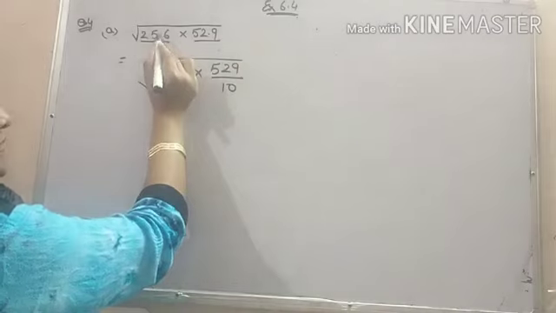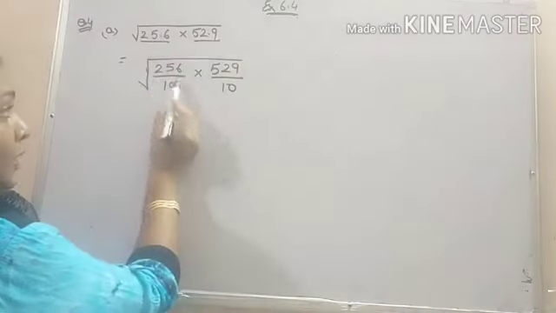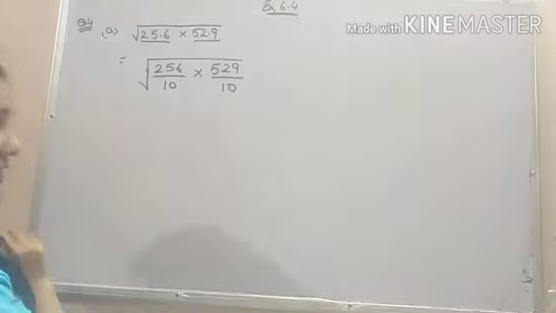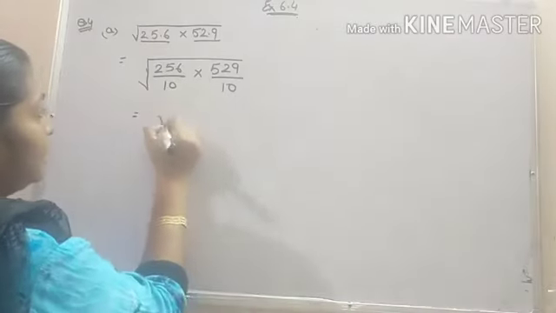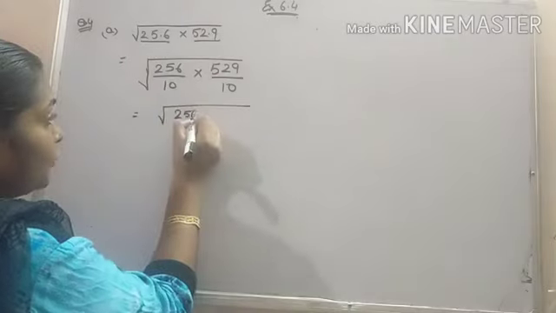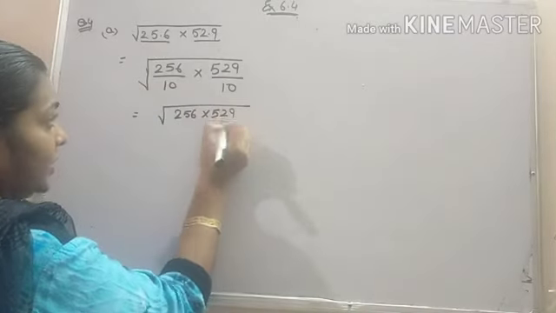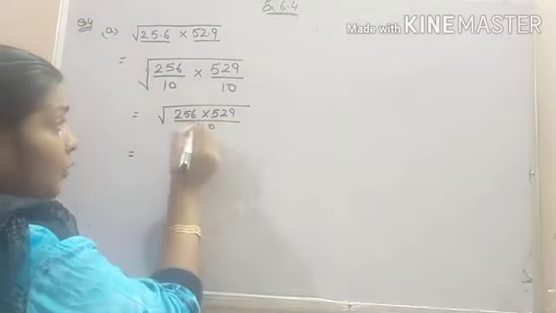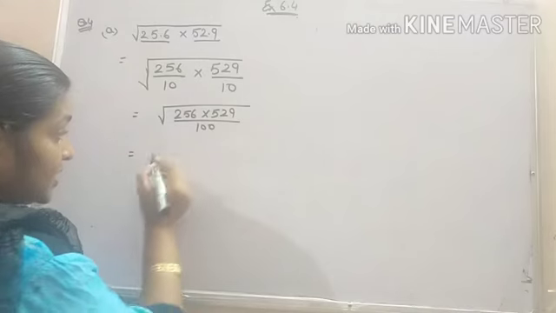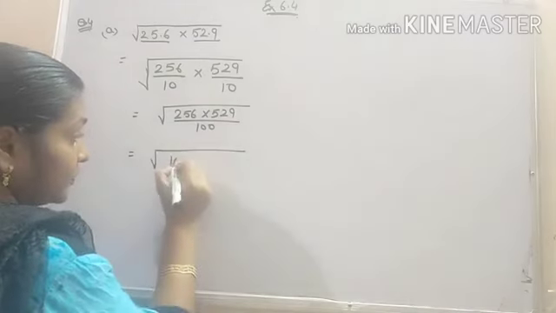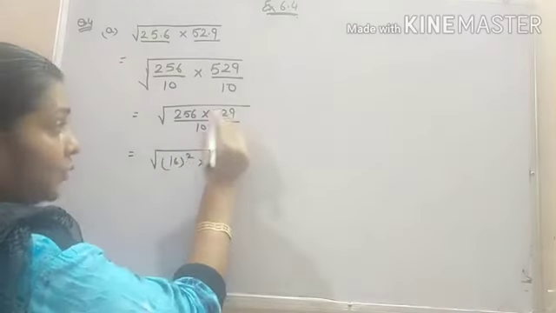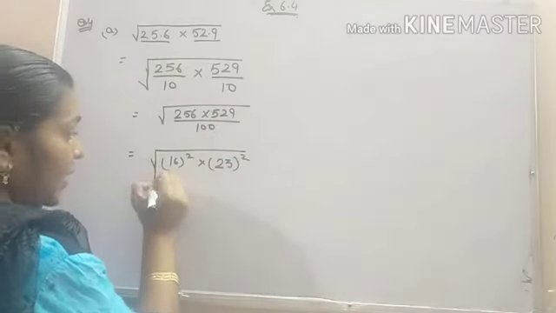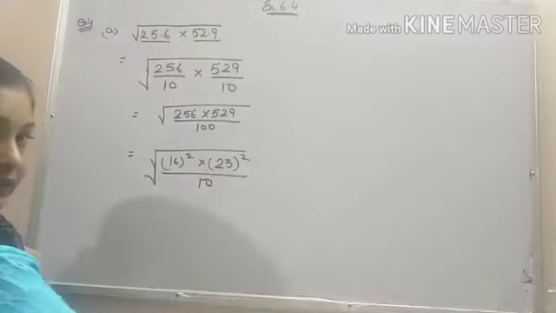You know that the decimal sign can be removed by putting 10 in the denominator, as there is only one place after the decimal sign. Now this will become 256 into 529 upon 100. Now you know that 256 is the square of 16, and 529 is the square of 23, and 100 is the square of 10.